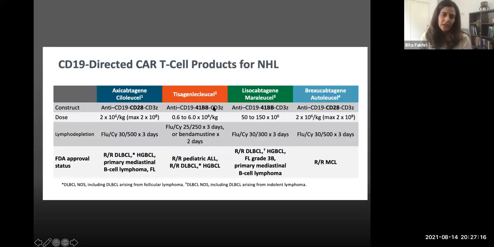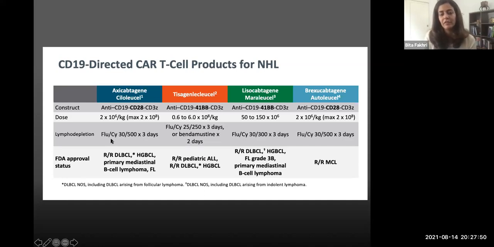There are a total of basically 4 different CAR T cell products approved for patients with B cell lymphomas. The structure is slightly different. Here you see that for some the co-stimulatory domain CD28 is used, for some 4-1BB is used. And in general, 4-1BB products are better tolerated. They're associated with less CRS and less neurotoxicity.